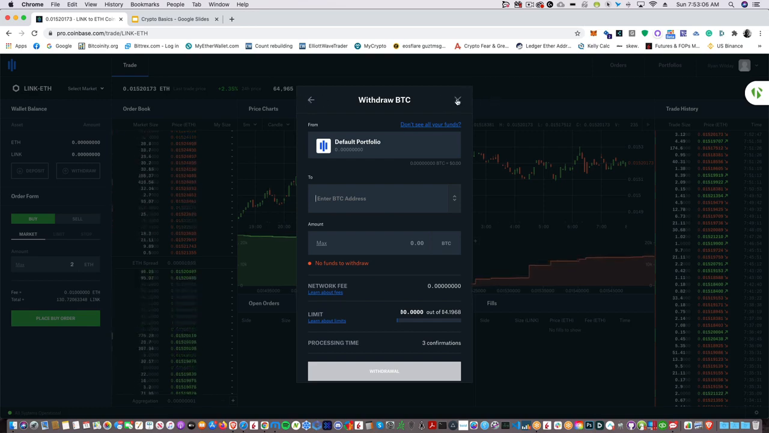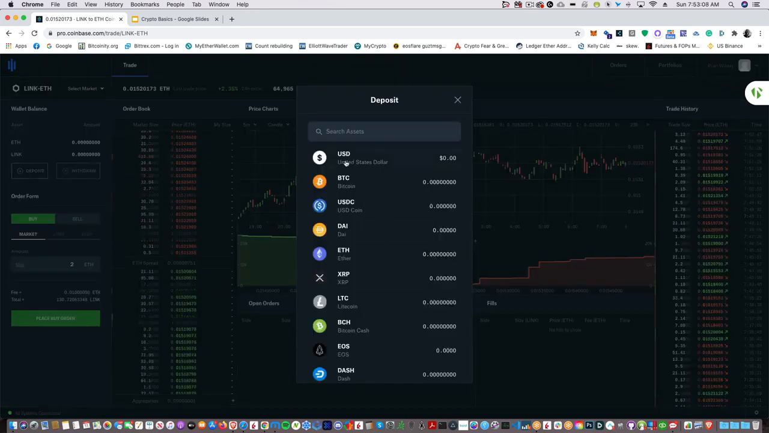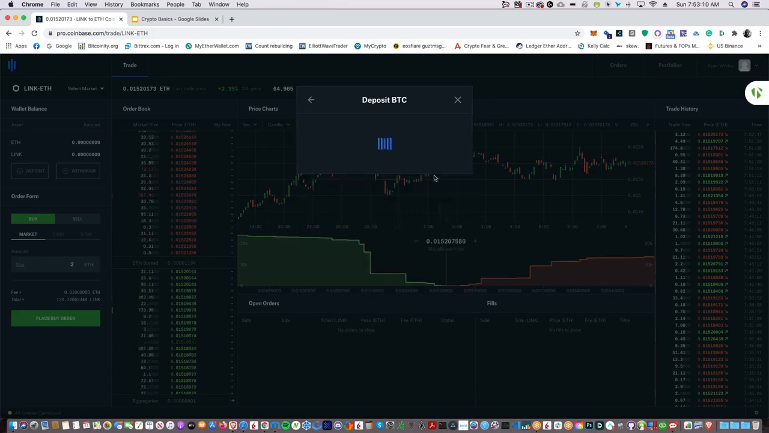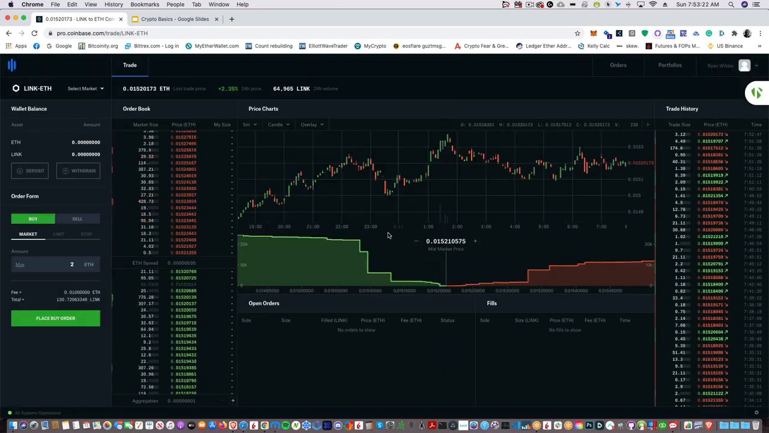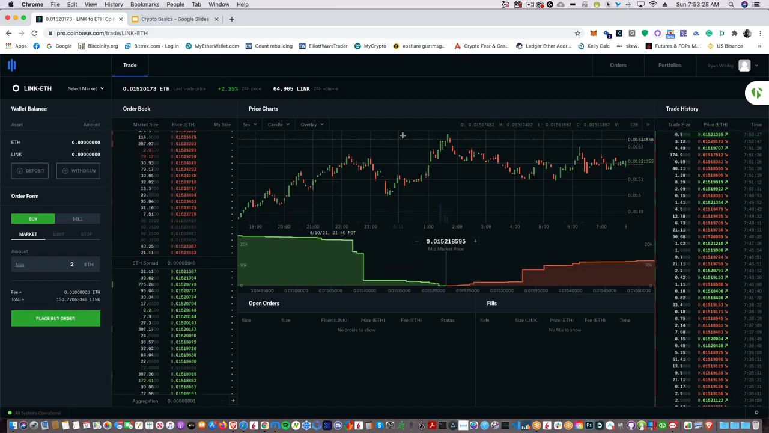And then second, if you want to deposit, you could say deposit Bitcoin, and this would give you the address. Then you could copy that address, QR code it, or copy it with that click, and paste it into the field on the other end, on the exchange that you're transferring from. So that's the basics of exchange operation here.